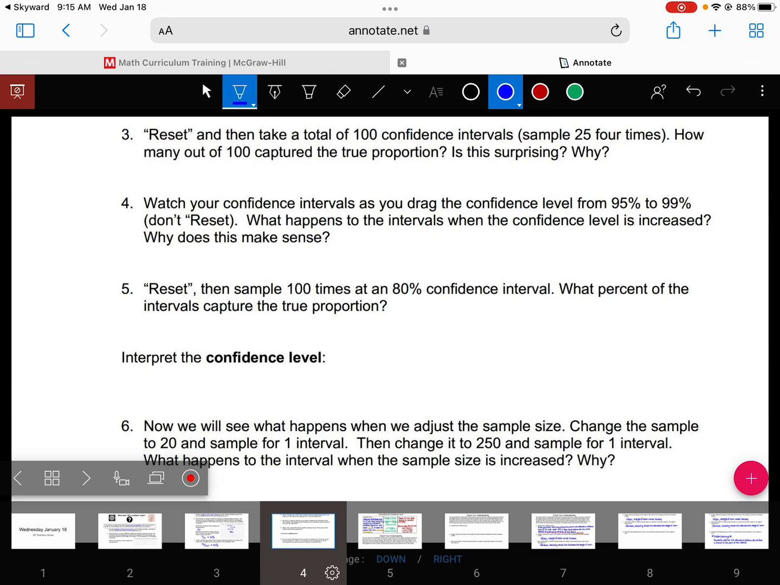At the 80% confidence level, change that. No, I wanted it at 80%. I don't know why mine is not letting me stay at 80%.